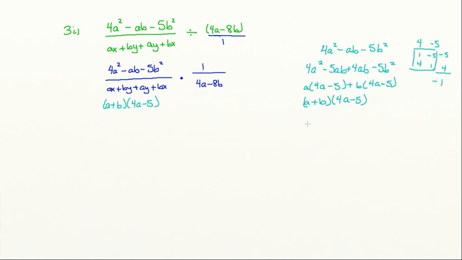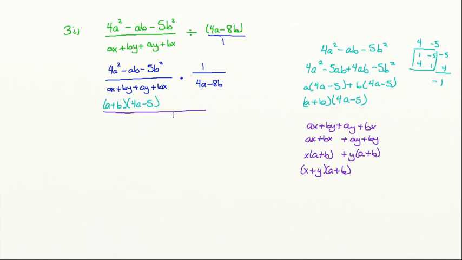Let's factor the denominator. Okay, I'm looking at this and I can either put my a's together, my b's together, or my x's together and my y's together. I'm going to put my x and y's together. So let's just rewrite this. My x's are together and then my y's are together. I think I'll put my ay first. Factor it. So I'll write that in.